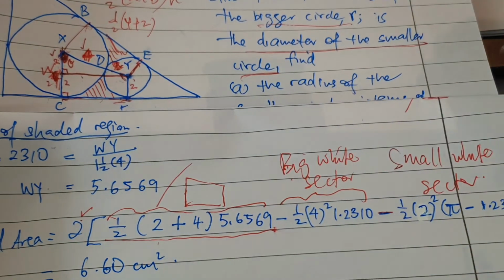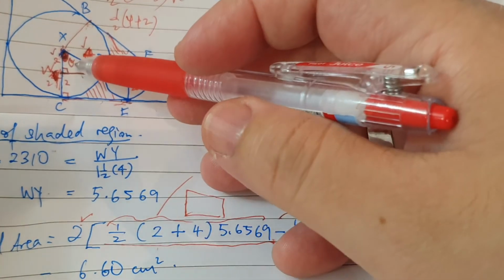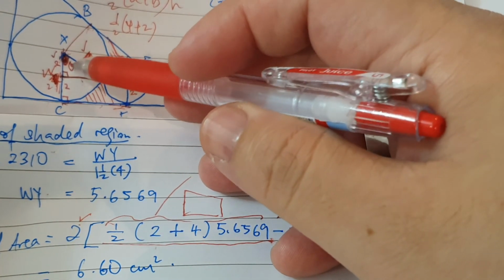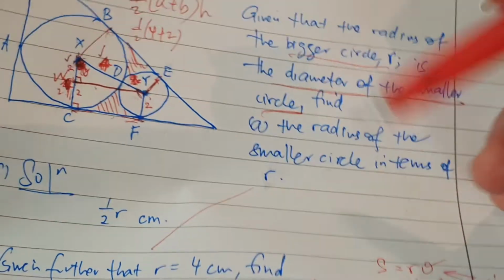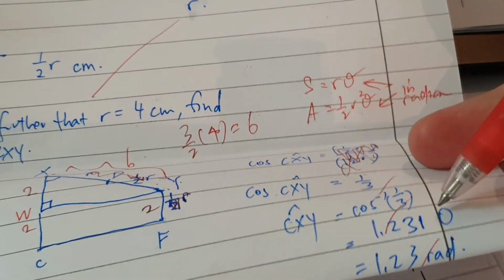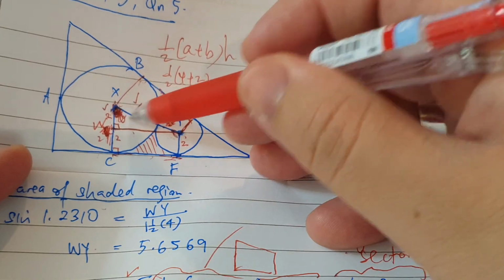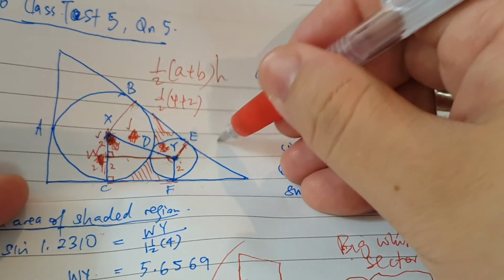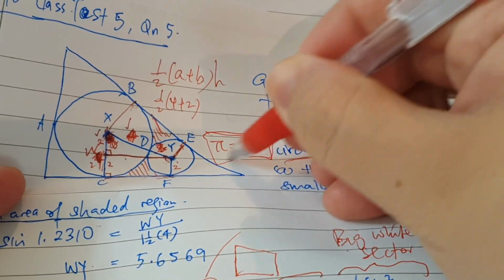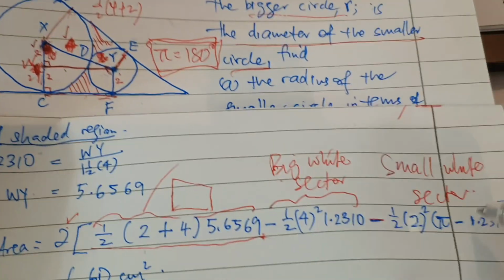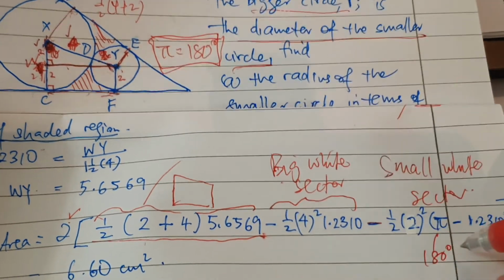Not 2 pi. It's pi, not 2 pi. Yeah, blur already. Haven't had dinner. Okay, so this is 1.23 something. Okay, you take pi. Sorry, just now I said 2 pi, right? It's pi. Pi is 180 degrees. Okay. Yeah, okay, don't be blur like me. Okay, so it's pi minus this. Pi is 180, but you don't write 180.